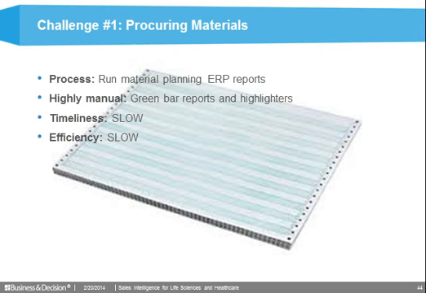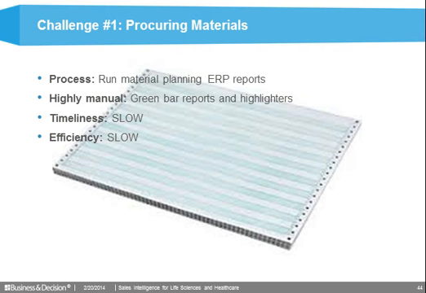The result was a 100-page green bar report that the procurement person would go through with a highlighter and find issues when new material would be needed. It was a slow process, it was a tedious process, and not very efficient, and only worked based on having high-quality people that knew their business well.